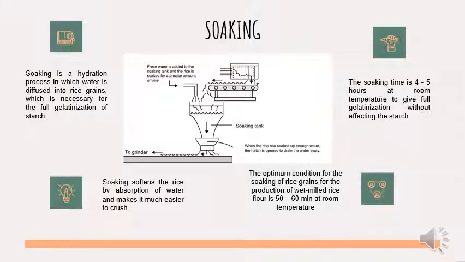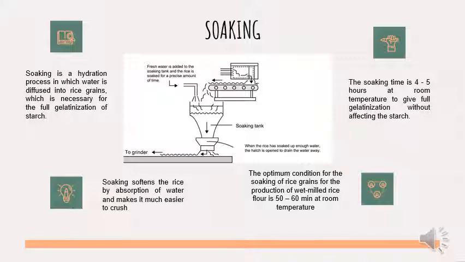Soaking is an essential step in wet milling since it alters the gross composition and distribution of nutrients within grains. Soaking is a hydration process in which water diffuses into the rice grain, which is necessary for the full gelatinization of starch. It is also reported that 40 to 45% moisture content is needed to achieve the desired starch gelatinization. This process is crucial because it softens the rice by absorption of water and makes it much easier to crush, suitable for the next step, which is the grinding process.